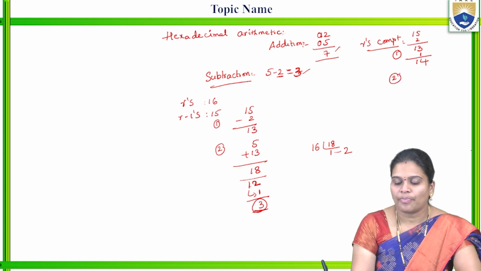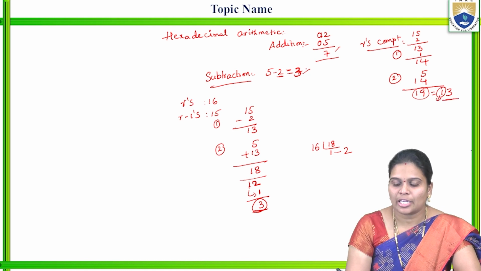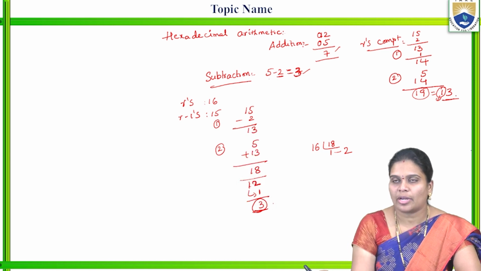In the second step, 5 plus 14 is 19. 19 is not included in this hexadecimal value, so the equivalent value is 3 only. In the 16's complement, if the carry is present, ignore that carry. So this is the original value. In the hexadecimal normal subtraction, applying the 15's complement and the 16's complement of that value, we get the same resultant value.